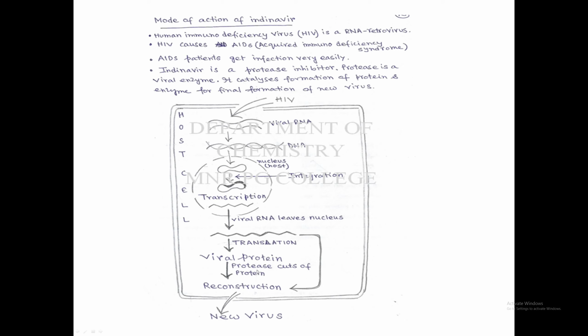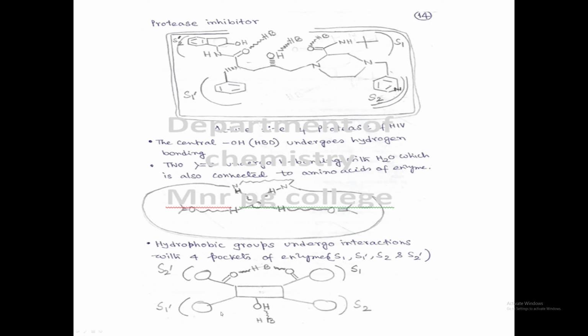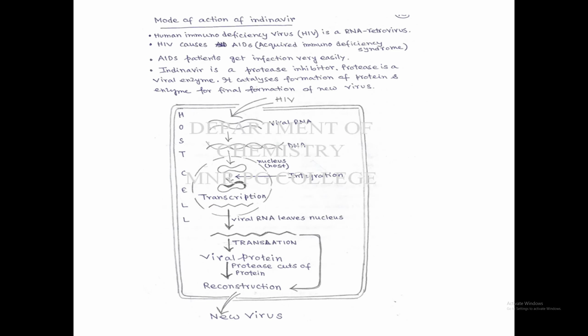Now that enzyme protease cuts the protein from the human nucleus or human cytoplasm, and then the new virus, after reconstruction, will come out from the human cell. Okay, so this is the mode of action of indinavir, which is an example of an enzyme inhibitor. The name of the enzyme is protease.